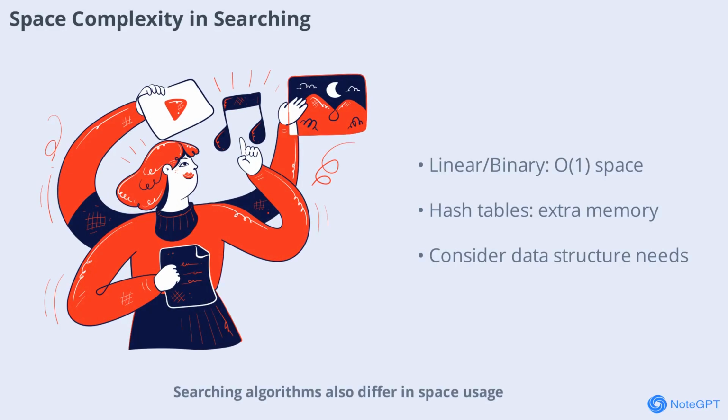Searching algorithms also differ in space usage. Linear search and binary search typically use O(1) space as they don't require extra storage. However, more advanced search algorithms like those using hash tables or trees may require additional memory for data structures. Understanding these differences helps you select the best approach.